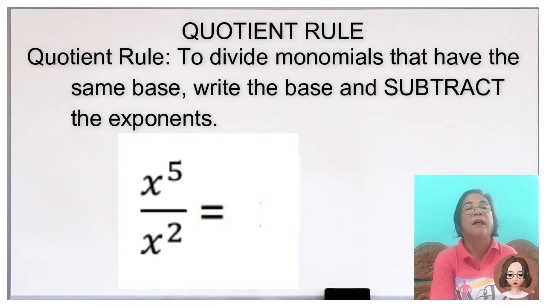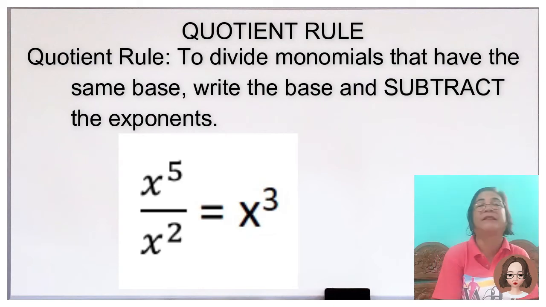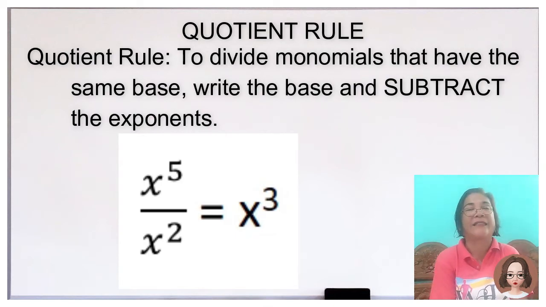Of course, our base is x. And then we subtract the exponent. 5 minus 2, we have there the answer of 3. So the final answer is x raised to the 3rd, right?